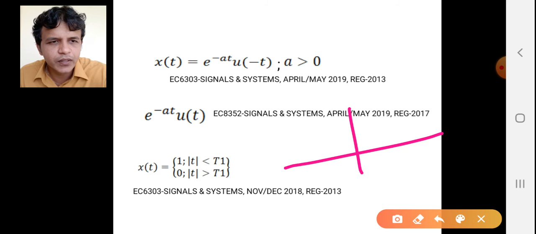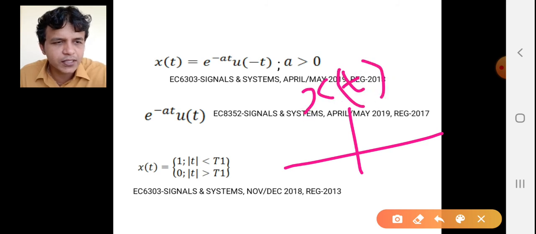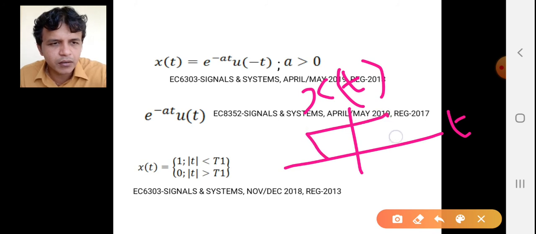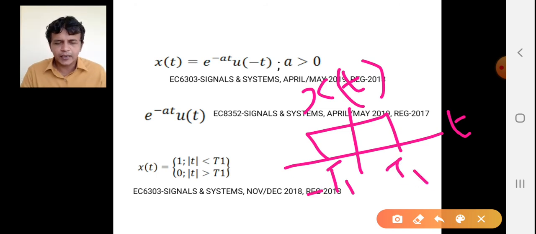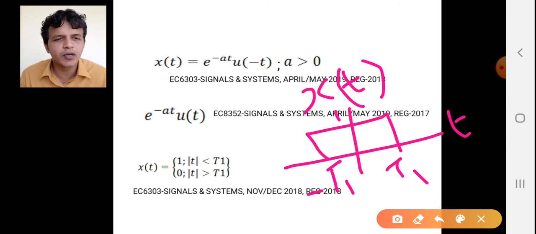So this is x of t. Along the y-axis is x of t, and along the x-axis we have the independent variable t. The representation will be like this. This is minus t1, this is plus t1. So it is a rectangular signal, and for this signal we have to find the Fourier transform. The amplitude between minus t1 and t1 is 1, and in all the other positions the amplitude is 0. So we apply the Fourier transform to this rectangular signal, and we can derive the frequency domain representation of the rectangular signal. In the same formula we can apply.